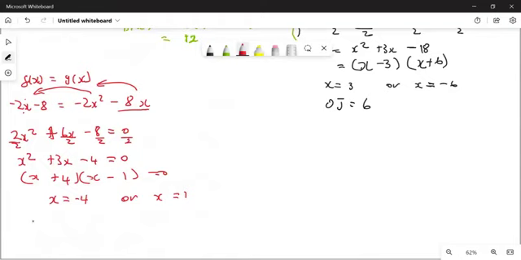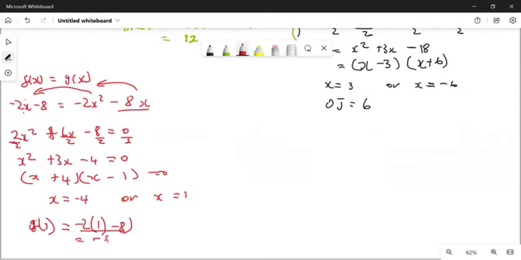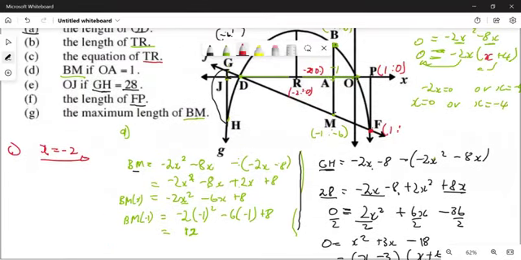I substitute in any of the formulas. Okay, let's use f of x. F of x is going to say f of 1. F of 1 is going to be minus 2 multiplied by 1 minus 8. Let's finish this one. What did you get here, Jane, for this one? I got minus 10. Okay, let's put here minus 10.